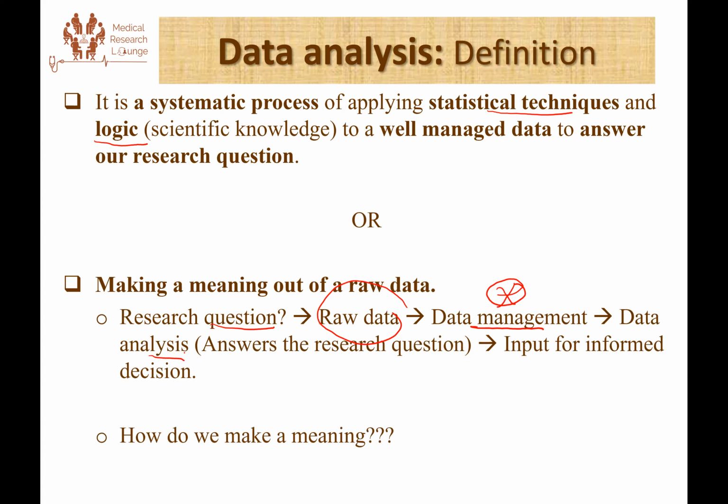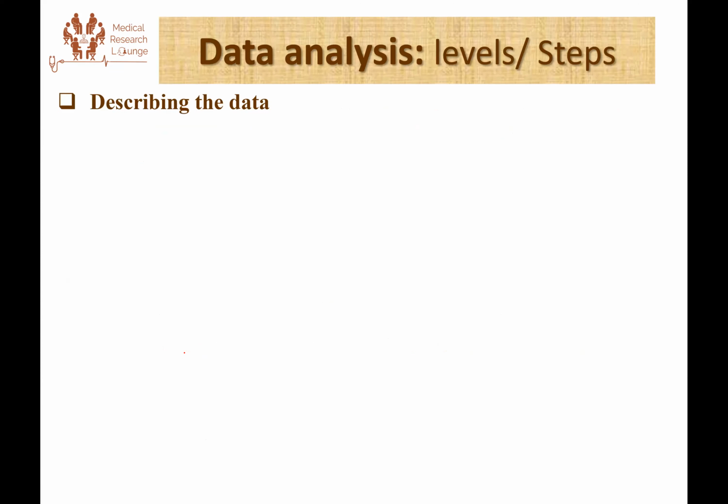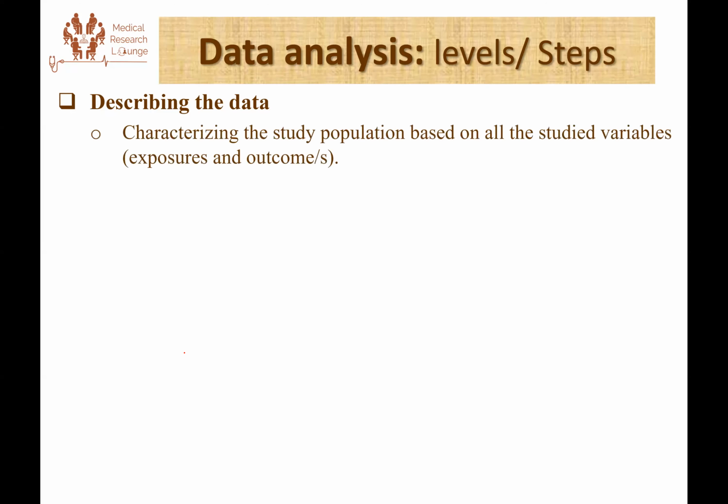So how do we make meaning out of our raw data? There are different levels or steps of data analysis. We have seen this last time. The first one is describing our data. After we collect our raw data, we start with a description of the data. That means we characterize our study population based on all the studied variables, like the exposure and the outcome of interest.